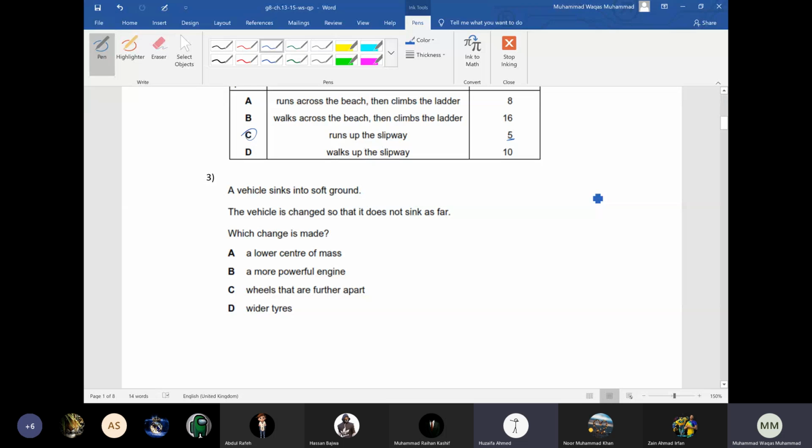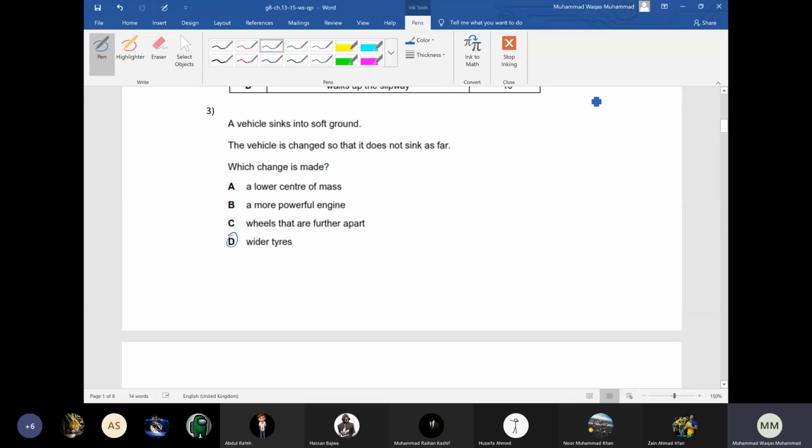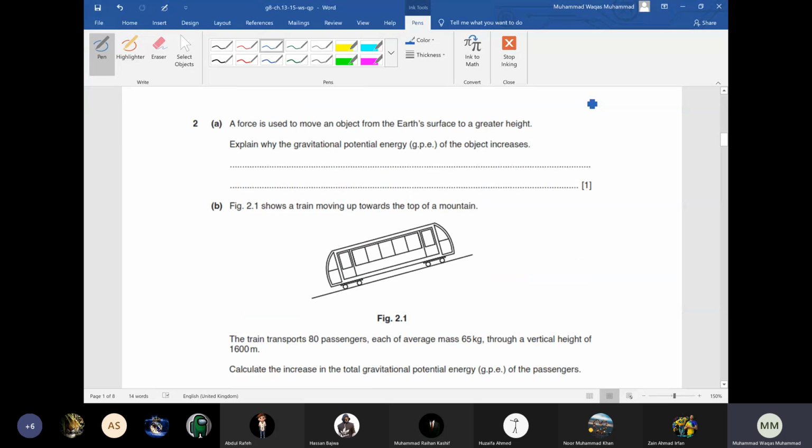Got it. A vehicle sinks into soft ground. The vehicle is changed so that it does not sink as far. What change is made? It's option D, the wide tires. Because the weight of the vehicle is the same if you replace the tires, the same weight acts over a larger area. If area is larger, it means less pressure, so the vehicle will sink less. Right, beta? Yes, sir.